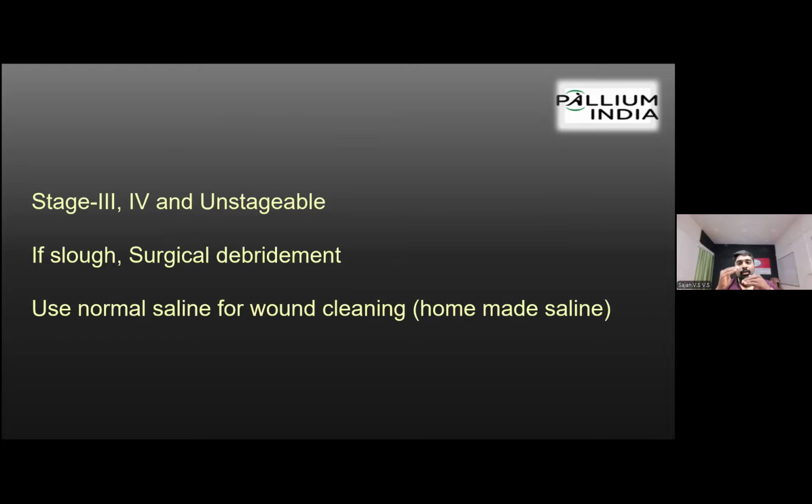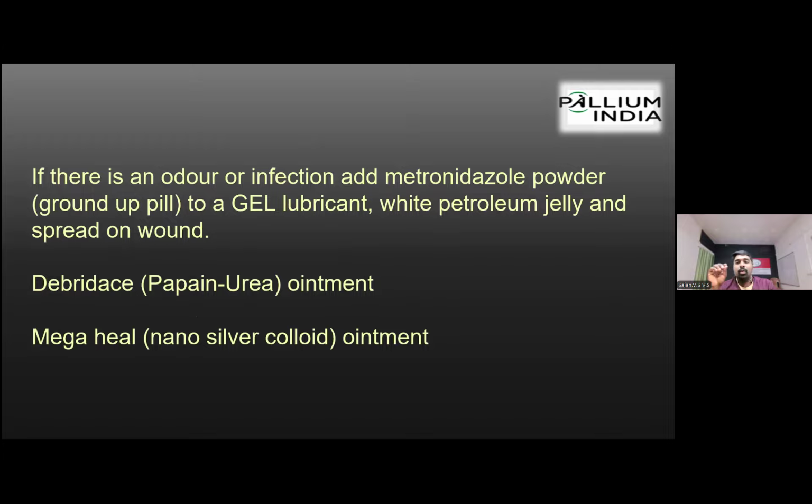Then stage 3, 4 and 5. From stage 3, the slough formation we can expect. So first of all I am telling about stage 3 and stage 4. In stage 3 and stage 4, suppose the slough is there, if any surgical debridement option is there or needed, we can facilitate it, or otherwise we can clean with the normal saline or homemade saline preparation. By using the normal saline we can clean the wound and we can apply Debridase ointment on the slough area. In stage 3 or stage 4, I am telling Debridase ointment or papain urea-containing ointment.